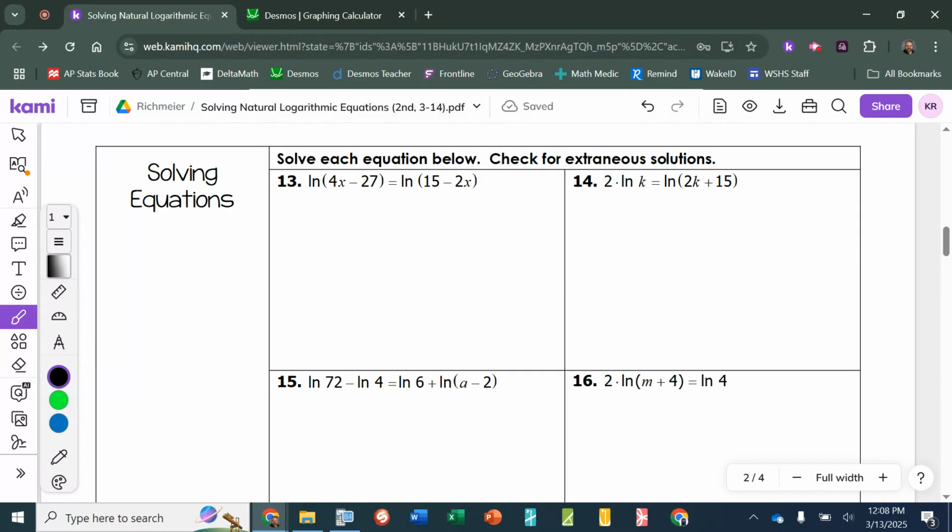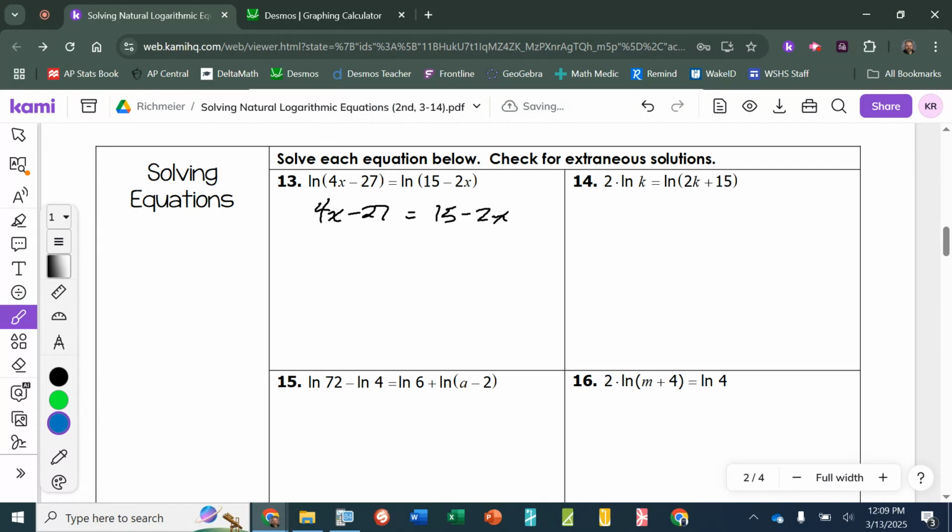So let's see what happens here in number 13. They both have the same base. They're both natural logarithms, so they both have a base of e. That's good. So step 1, it looks like there's no condensing to do. There's no isolating to do, so we're good there. So I'm going to go on to step 2. And that's where we just essentially drop the logs. We use that 1-to-1 property. So we have 4x minus 27 is equal to 15 minus 2x.